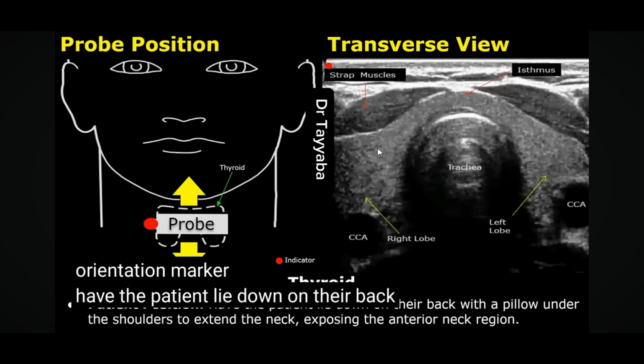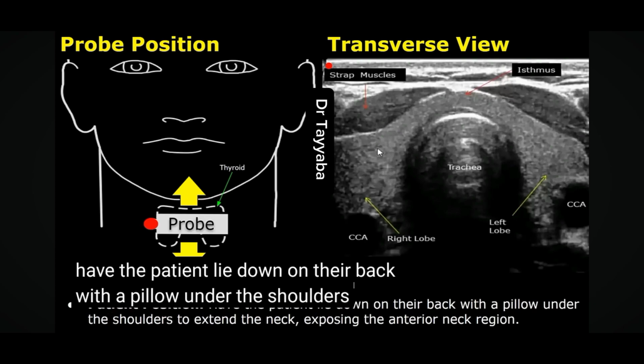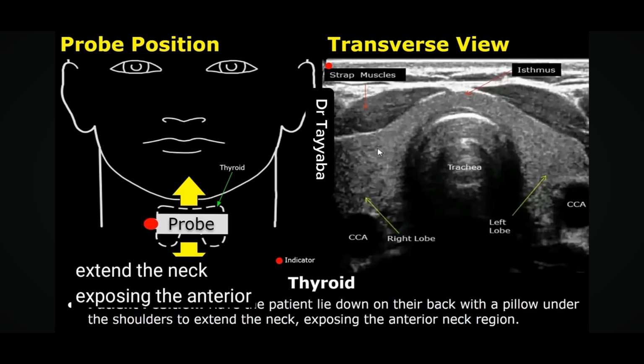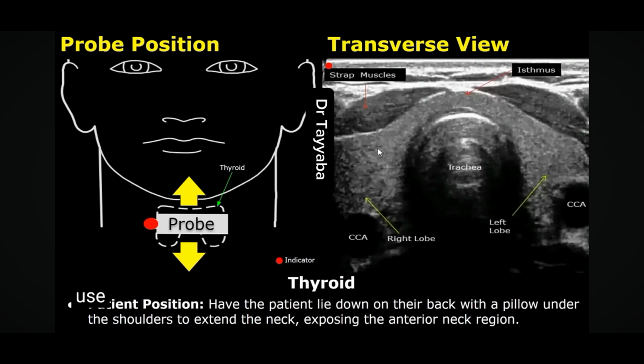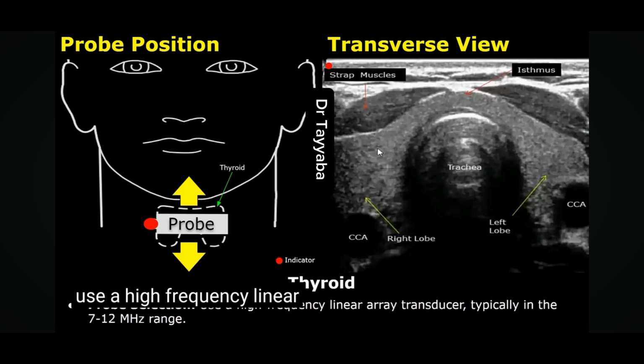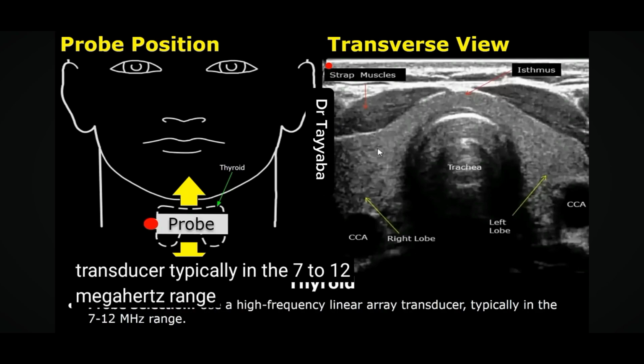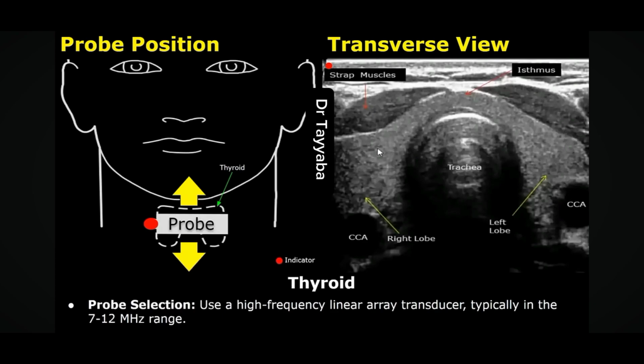Have the patient lie down on their back with the pillow under the shoulders to extend the neck, exposing the anterior neck region. Use a high frequency linear array transducer, typically in the 7 to 12 MHz range.